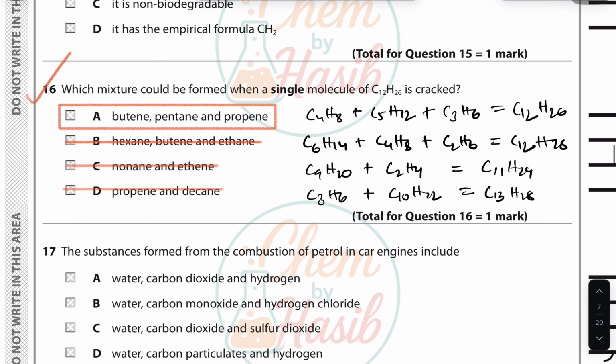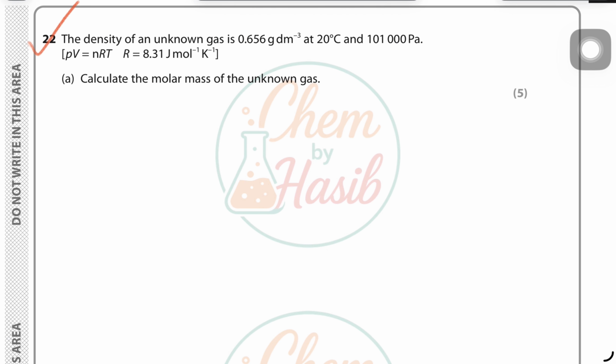Okay, now we are moving to question number 22. It says to calculate the molar mass of the unknown gas. Now you have been given the density of the gas, the temperature and the pressure, and they have already given you the formula PV equals nRT, right?